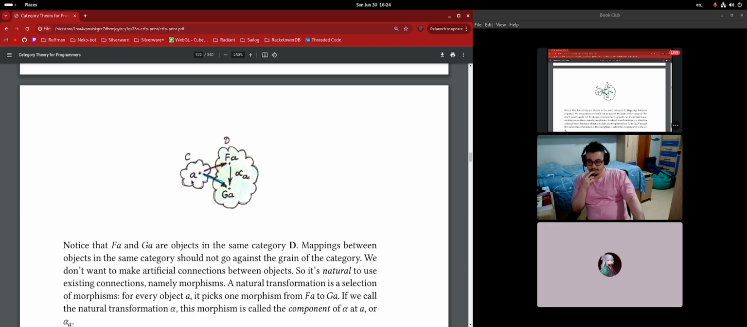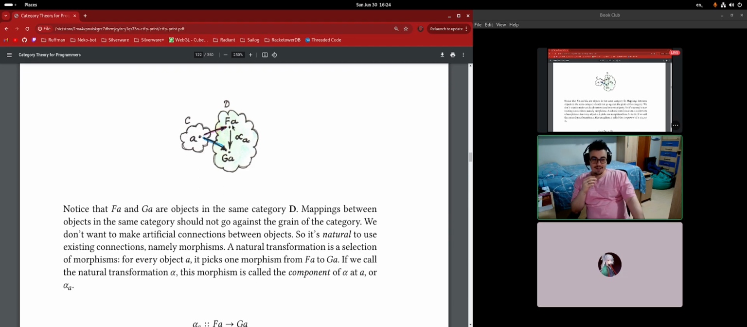So here it is. We have an object A. We are coming out of C, going to D, to F of A and G of A. What if we want to go from F of A to G of A directly? We're going to call this alpha, the component alpha at A. And this is what a natural transformation is. So we are now making bridges between functors, not only categories.